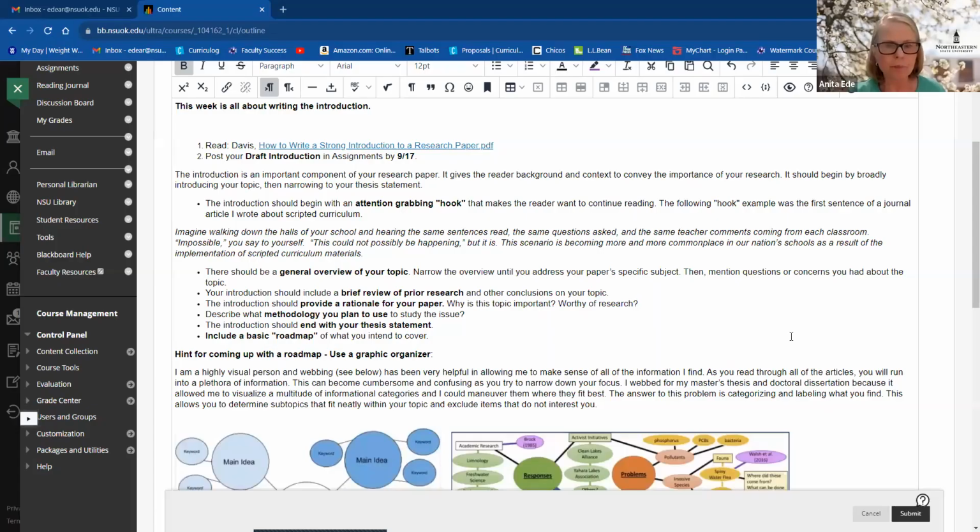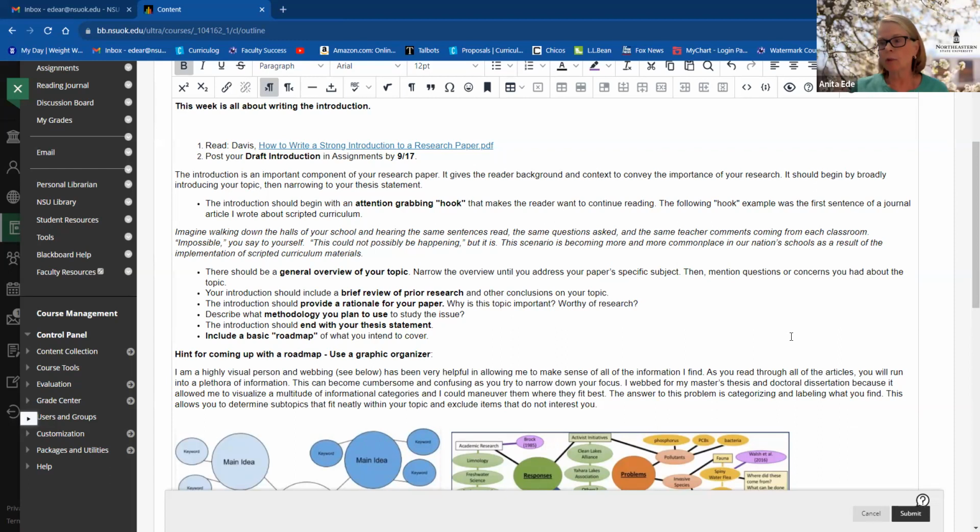Let me share the screen and we'll take a look at what you're going to be doing. First, you're going to read Davis, How to Write a Strong Introduction to a Research Paper. That'll give you some very good hints. You're also going to post your draft introduction in assignments by this Sunday.